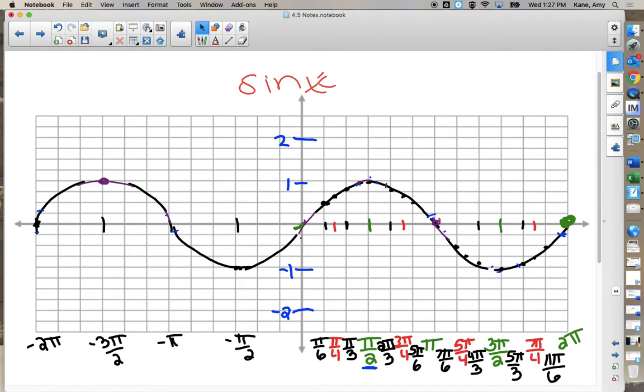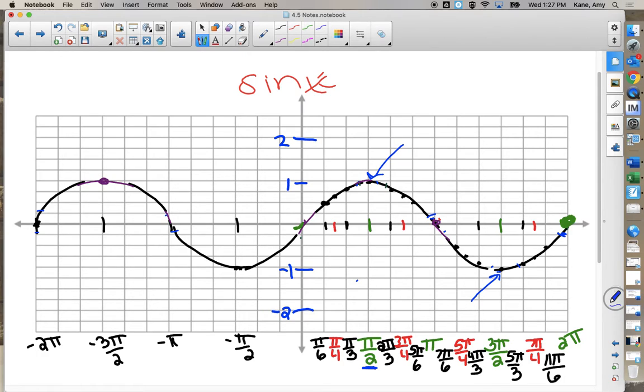So this is an odd graph. It has origin symmetry. And then two other questions on that side of the board over there. Max and min. So I know by looking at this graph that the max is right here and the min is right here. From 0 to 2 pi. And I'm only using 0 to 2 pi because that's our standard rotation around the unit circle. We always start at the angle of 0, we rotate all the way around, and we end at 2 pi.